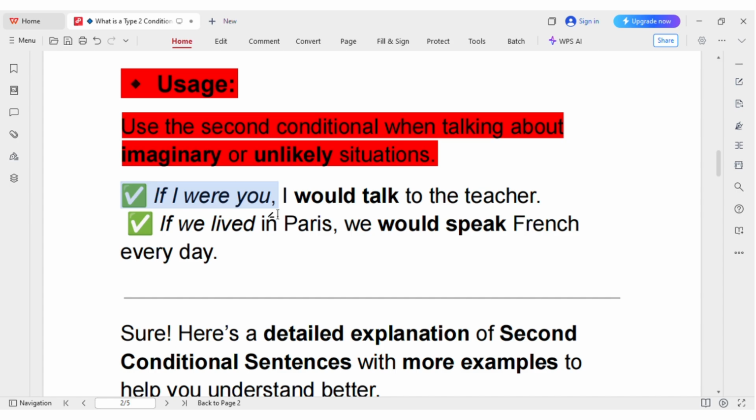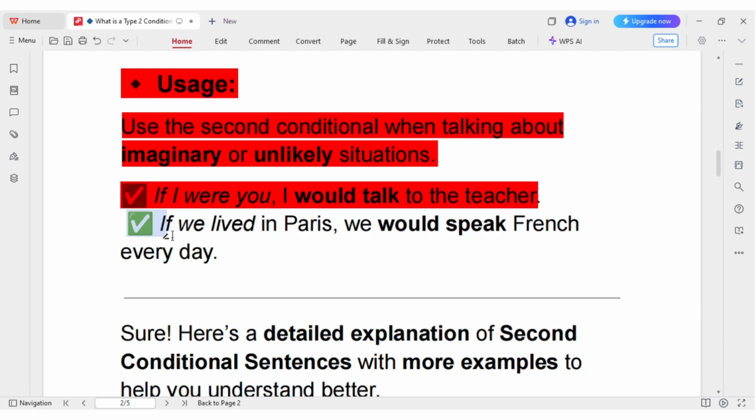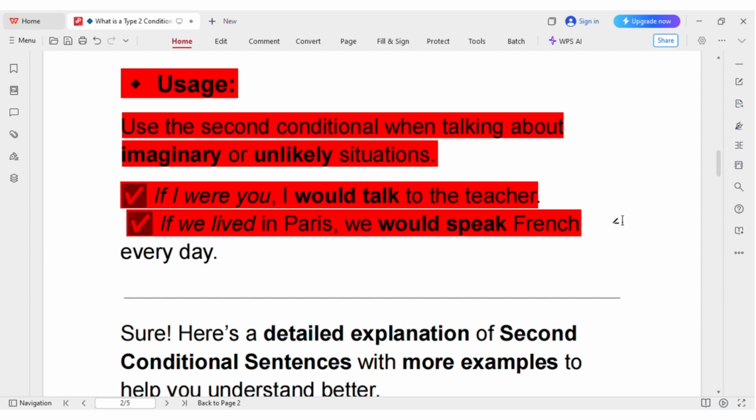And the more example is here. If I were you, I would talk to the teacher, and if we lived in Paris, we would speak French every day. Now the more example is here.